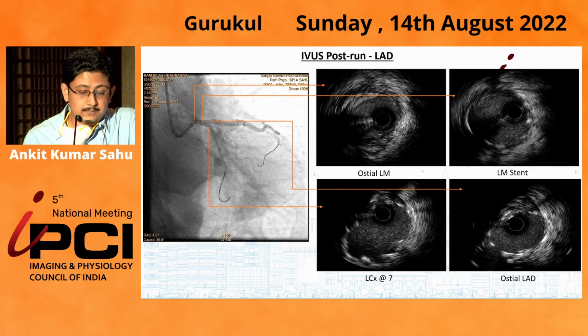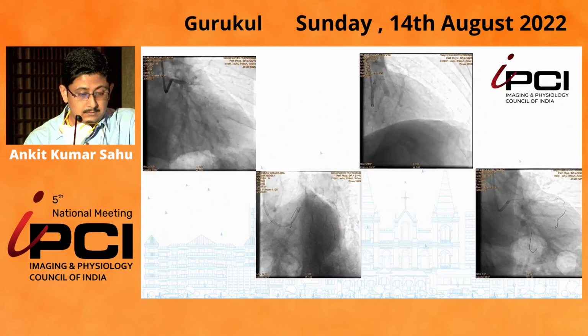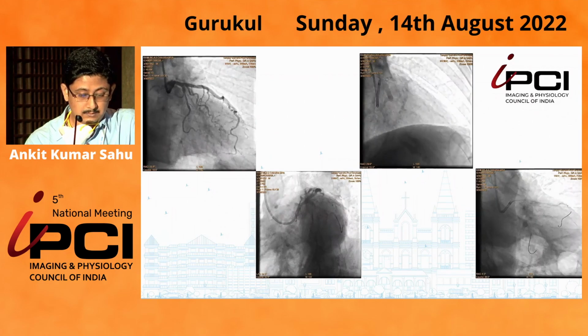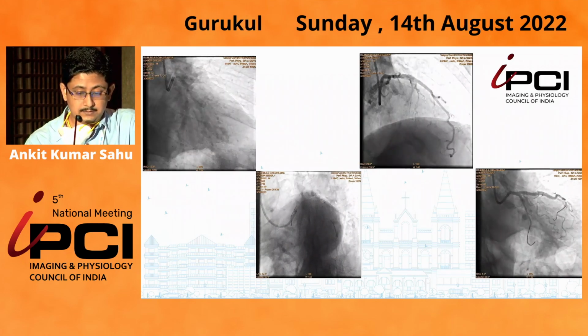Then we took a run from the LAD also, and it showed the LM stent was slightly malapposed in the proximal part. The ostium LAD was okay, and the circumflex ostia was fine. So these are the post images, the final angiographic result.